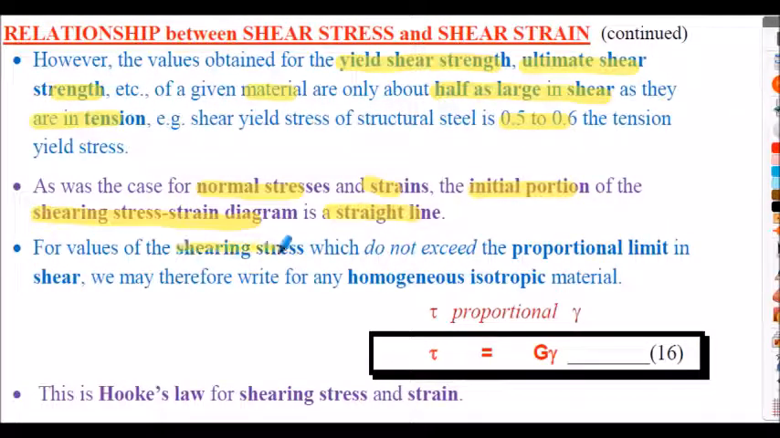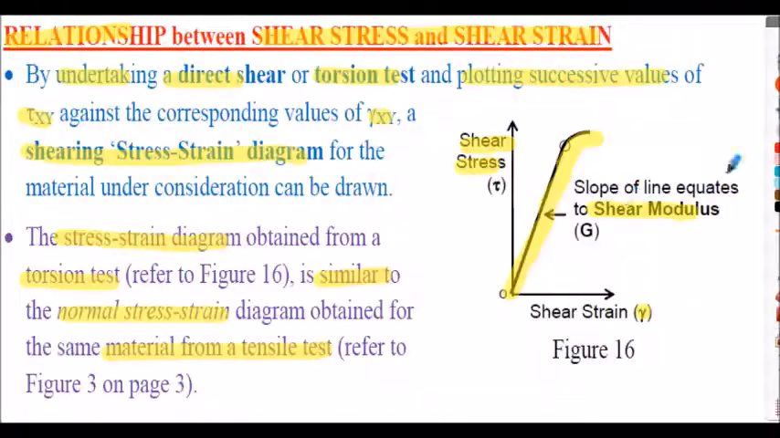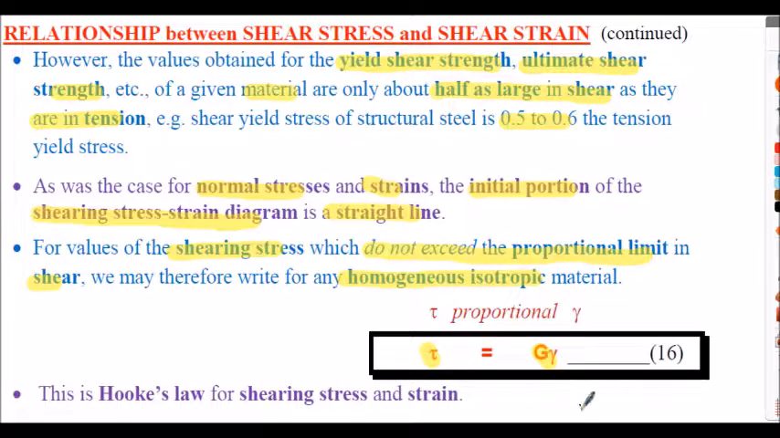So for shear stresses that do not exceed the proportional limit in shear, we can state, as for any homogeneous isotropic material, that the shear stress is proportional to the shear strain, a linear relationship, and that linear relationship is due to the gradient of the line. Take 2 points on this line and work out the gradient: change in y divided by change in x. That gradient is the G value. So Hooke's law does apply whether you're in direct stress, an axial tension test, or in shear stress, a torsion type test. Hooke's law is assumed to apply in both cases, which is quite useful.